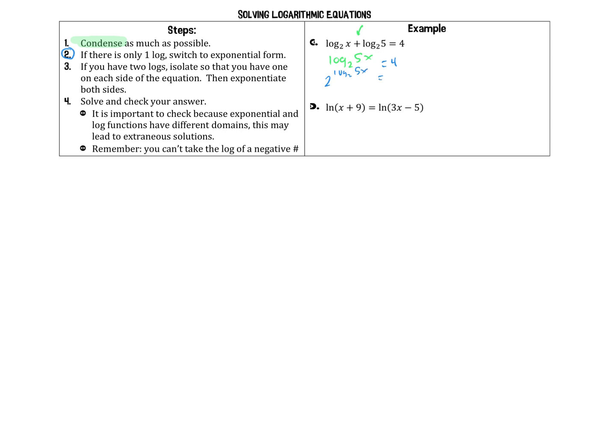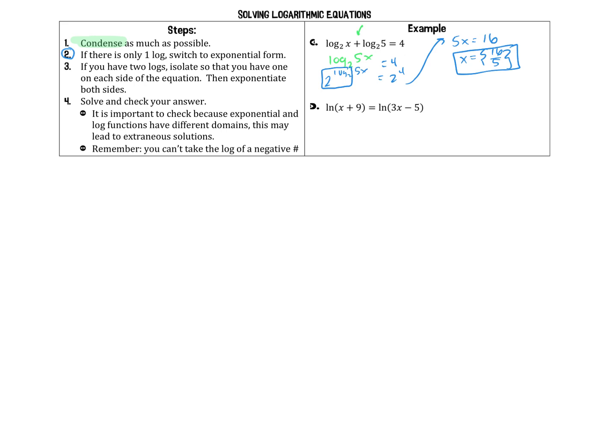And 2 to the 4th. So we're exponentiating both sides. We learned a property that says that 2 to the log base 2 is 1, so we're left with 5x. So this is going to be 5x equals 2 to the 4th, which is 16. And then if we divide both sides by 5, we get that x is 16 over 5.